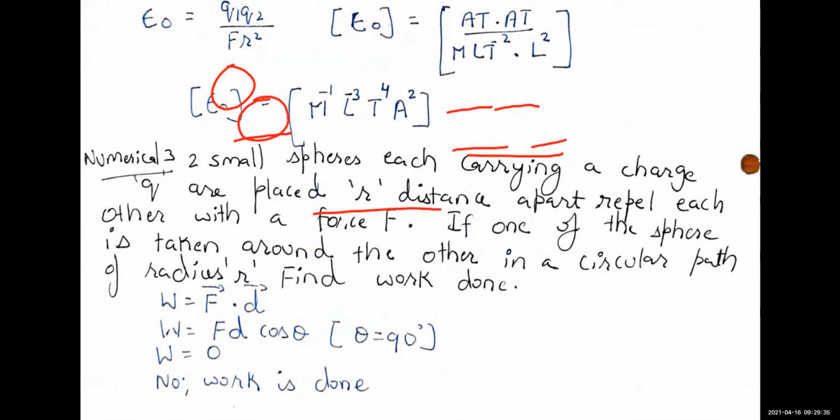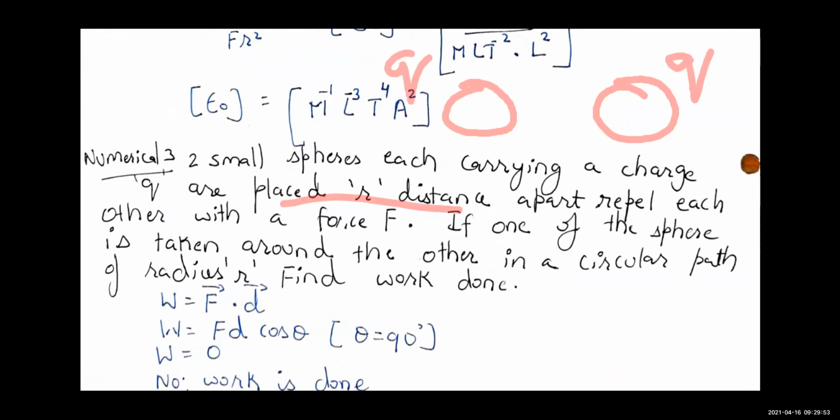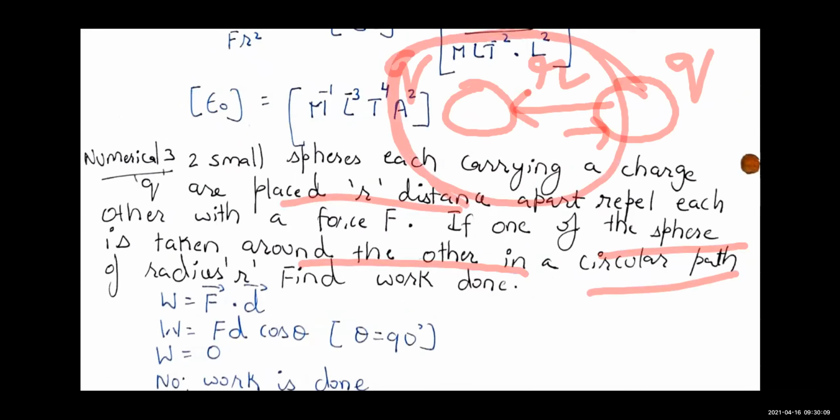This is your numerical number 3. Let's read the question. Two small spheres, each carrying a charge q, placed at distance r apart, repel each other with force F. So these are two small spheres, each having a charge q, the distance between them is r, and they are repelling, moving away from each other with the force F. If one of the spheres is taken around the other in a circular path, find the work done.